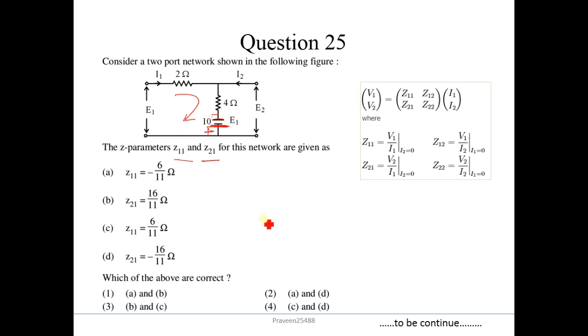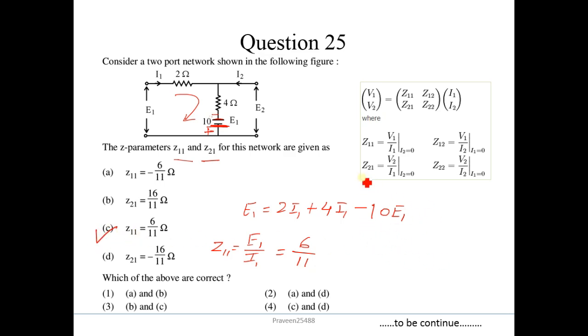Okay, so here I will write E1 is equal to 2 I1 plus 4 I1, because I2 is 0 here, so there is only 4 I1, minus 10 E1. This is 10 E1. Okay, so on solving this, we will get E1 upon I1 is equal to 4 plus 2, 6 upon 11, and it is nothing but Z11. So this one, C1, is correct.